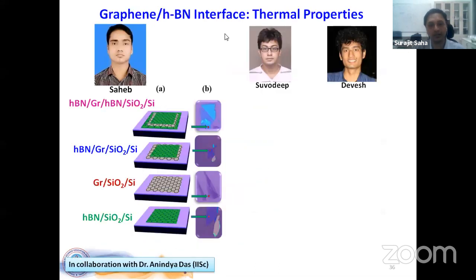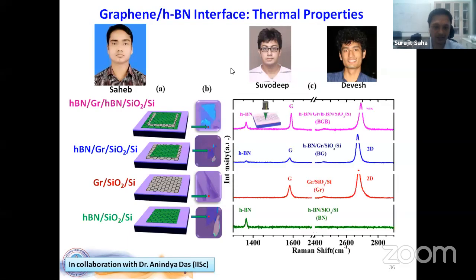Now we have used graphene and also boron nitride to create some heterostructures, and we have done some interesting experiments. And these are my group of people who are involved in this. And this is in collaboration with Aninda's group at IISc. So here you can see the respective samples. So let me just quickly go through.